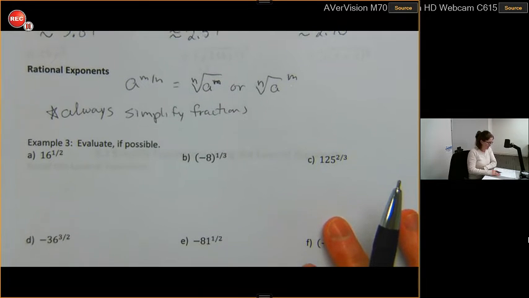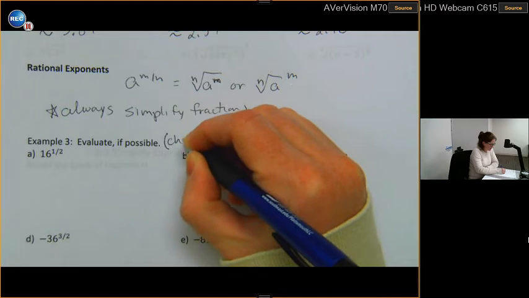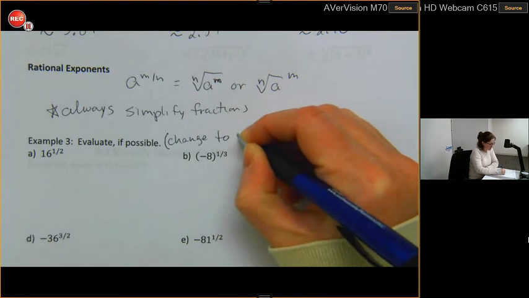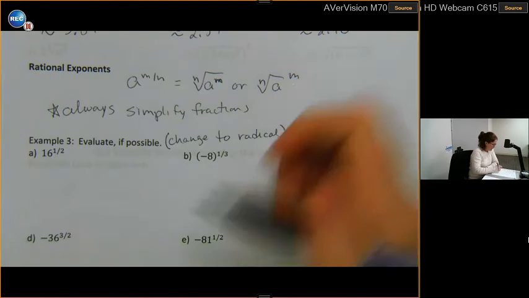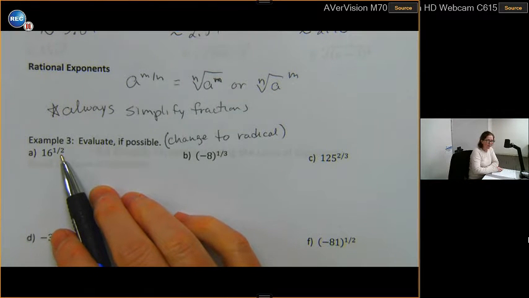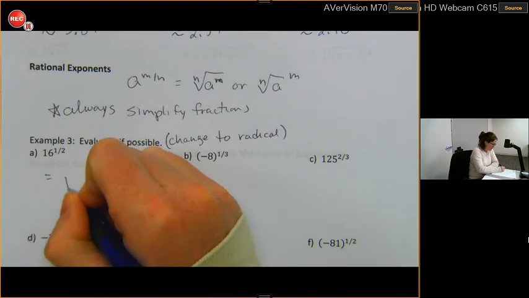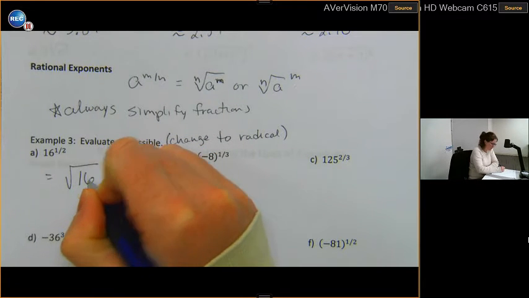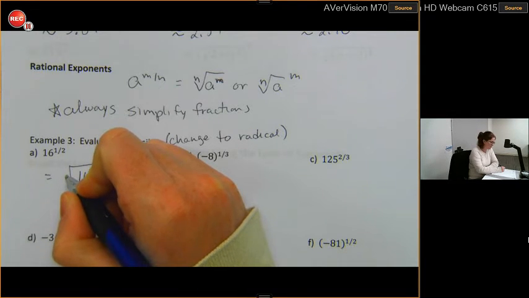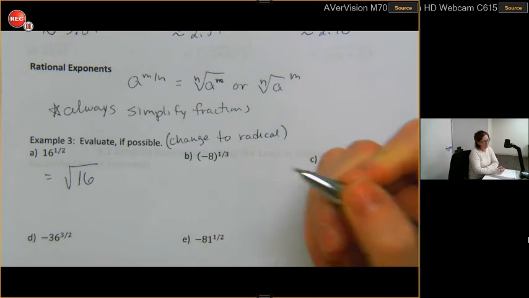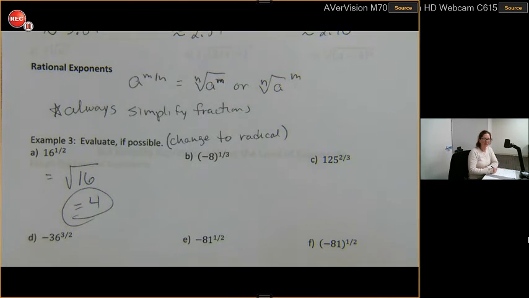And so we're going to evaluate if possible. For starting, the easiest way to do these is to change to a radical. So 16 to the 1/2 power, instead of having the fraction 1/2, I'm going to change it to a radical. 16 goes underneath. The 2 is my index, but I don't have to write it because that's a square root. The 1 is my exponent, but you don't have to write an exponent of 1. So the 1/2 power is actually the same thing as the square root.